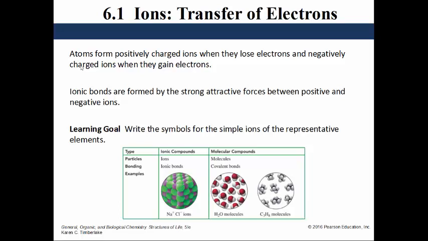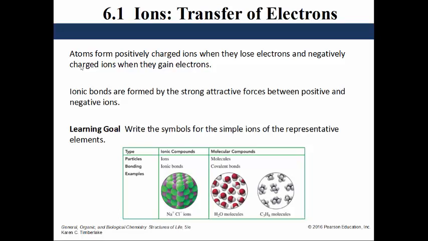Okay, in this chapter, chapter number 6, we will talk about ions and the transfer of electrons. Now, atoms can form positively charged ions when they lose electrons, and they become more negative when they gain electrons. Now, at first that may seem counterintuitive. You would normally think that if you gain something, that's good, or if you lose something, that's bad.